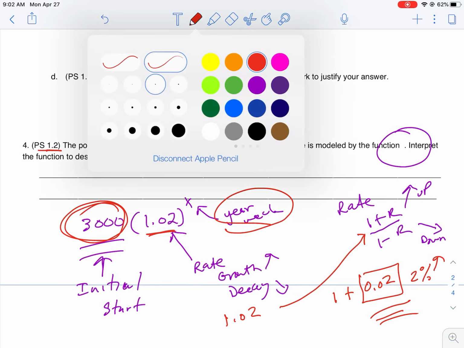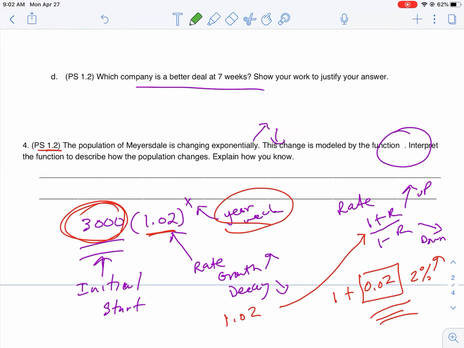If, let's use a different color, the rate was like 0.96, that means it was 1 minus something. It looks like 0.04, okay? And so that means it was going to go down 4%. So if you see a rate that's below 1, it's going down, and you have to figure out what percentage it's going down by, and you need to explain it in there.